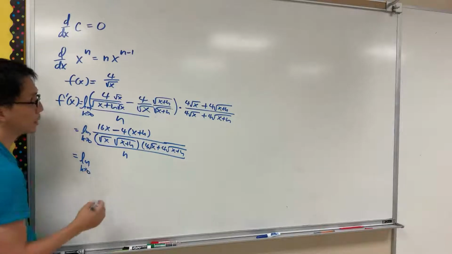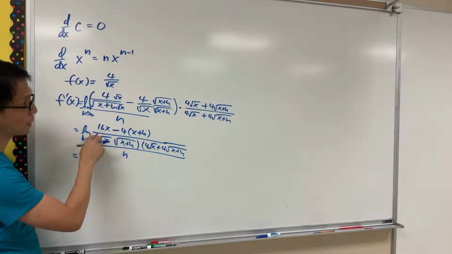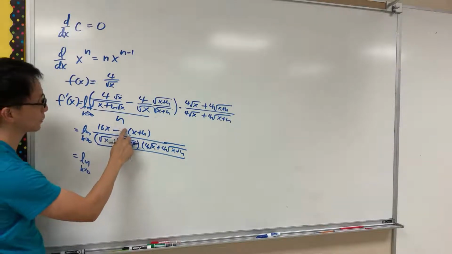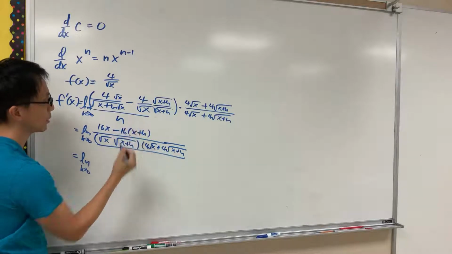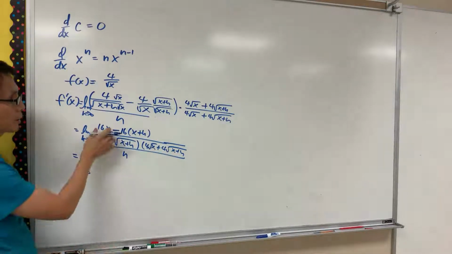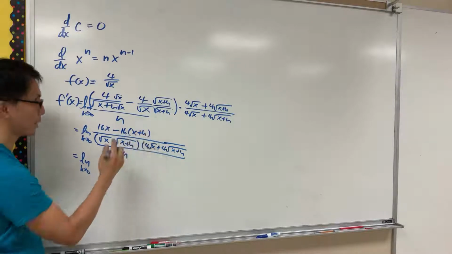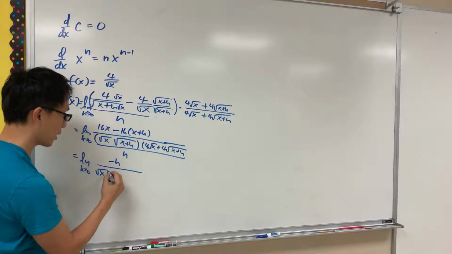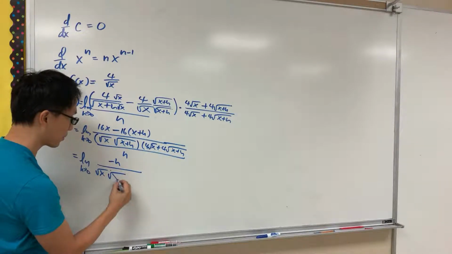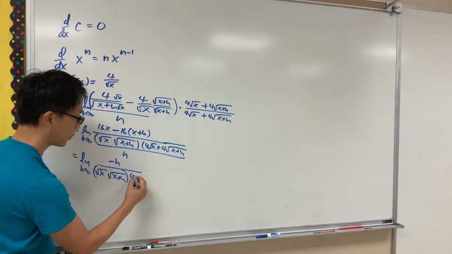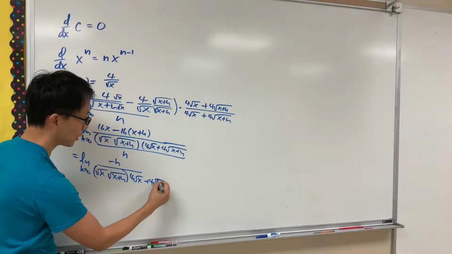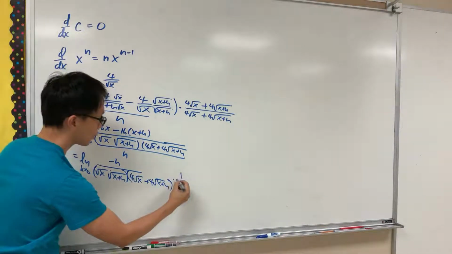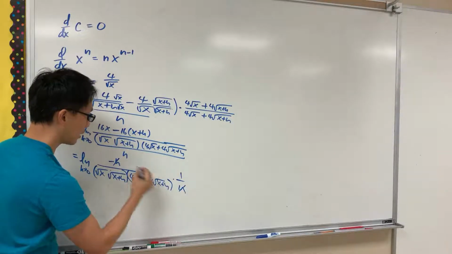As h approaches 0, what will happen here? Did I miss something? I think this is 16, right? That's a 16, sorry. So the 16x minus 16x is going to give you a negative h. And negative h will end up canceling out with the square root of x times the square root of x plus h, times 4 square root of x plus 4 square root of x plus h, and then times 1 over h. Then the h cancels out, and that's going to give you negative 1.